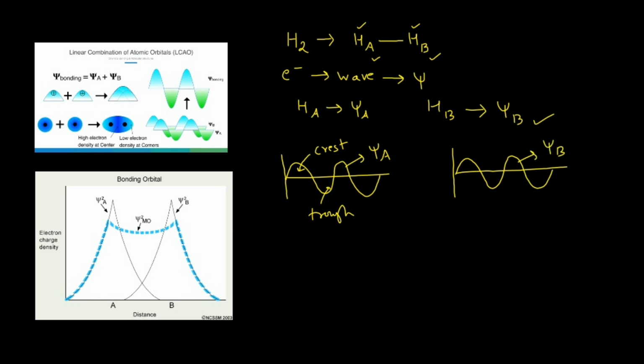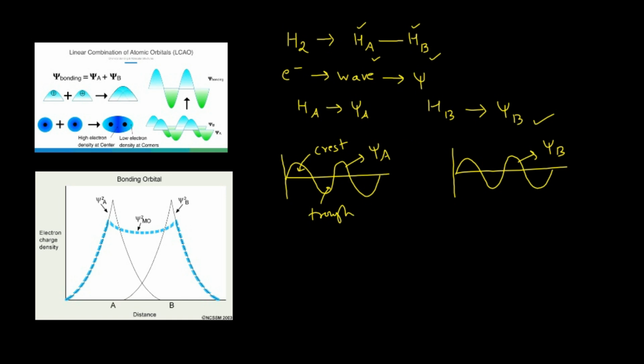So what is the linear combination of atomic orbitals? We can get the linear combination by adding or subtracting these two wave functions together. This is known as wave interference, right? So here I am explaining how we can form it. There are different ways by which we can combine these two wave functions, right?